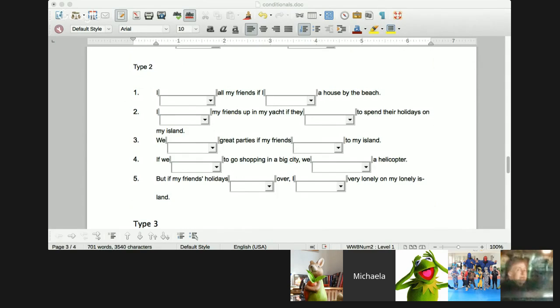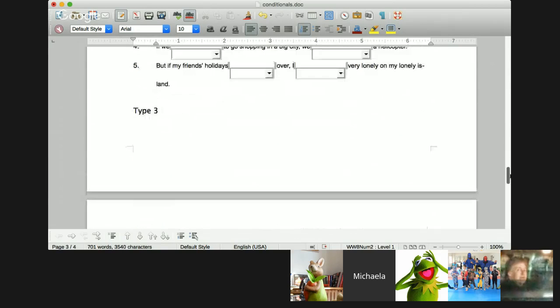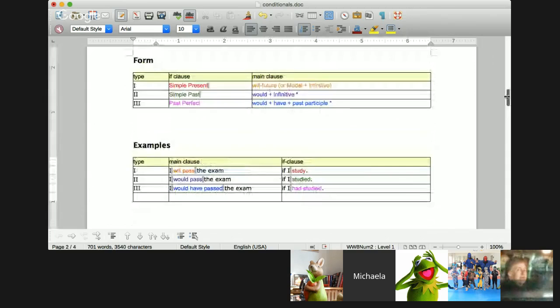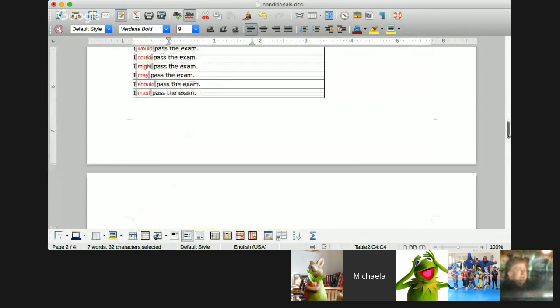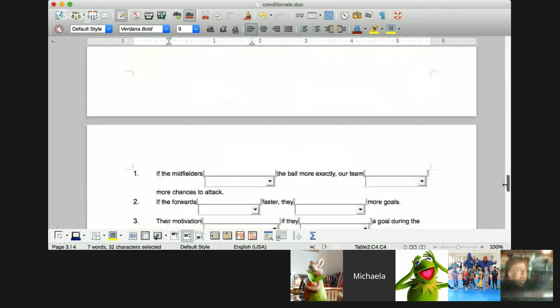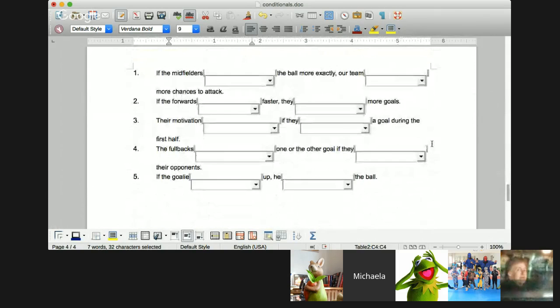Okay, we're going down to type number 3, the toughest type. Let's review really quick. We're going to use the past perfect in the if clause and would plus have plus the participle in the main clause. All right. Number 1, Eunice. And again, if you guys need help choosing the verbs, let me know, because this set is about sports and it used sort of specific kind of verbs.